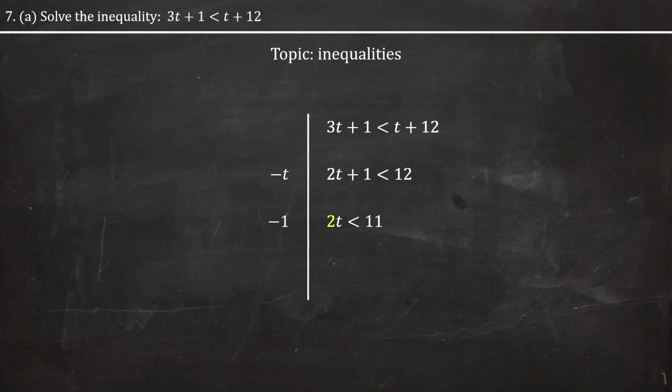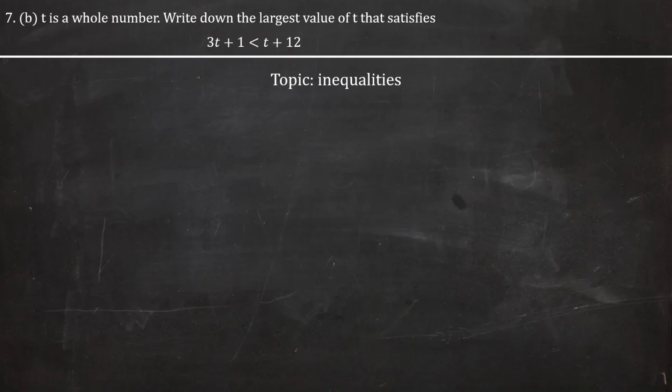Then we need to get rid of the 2 next to the t, so we divide both sides by 2, which gives you t less than 11 over 2, which is done. Part B, t is a whole number, work out the largest value of that inequality. So we solved that inequality on the previous question, so we're going to use that.